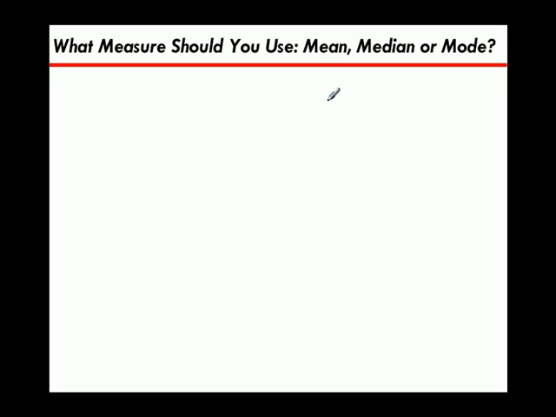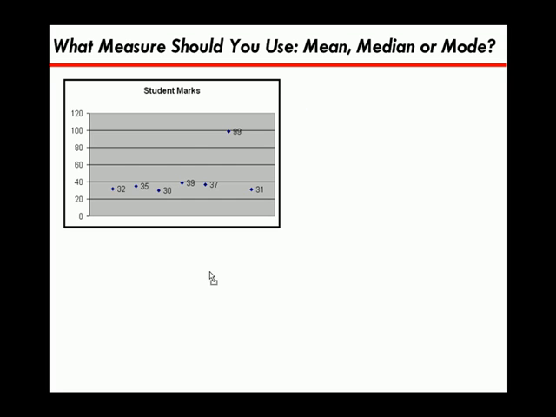Well, most people are going to jump right away and calculate the mean or the average for the data. But hold on a second. Is that always the best way to go, using the mean? Let's have a look at an example. Here we've got a graph of some student marks. Let's just say this was the graph showing a very small math class.